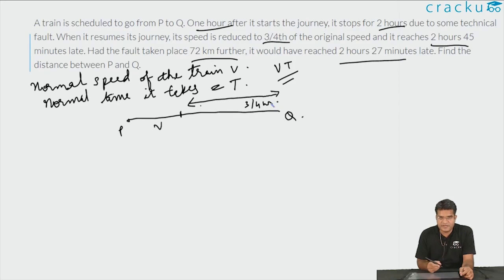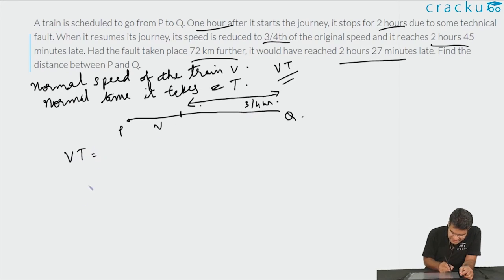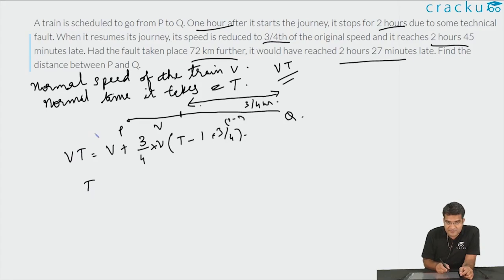So if we represent it using an equation, we would know that the total distance traveled is the same. So the total distance Vt is equal to V plus, normally this would have taken T minus 1 hours, because 1 hour is already taken, but now it is taking 3/4 extra. So 3/4 into V into T minus 1 plus 3/4. If we solve this, we can get an equation in T, because we can cancel off V.